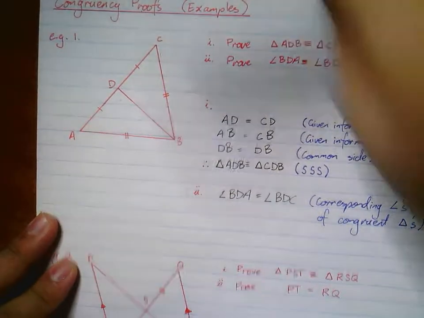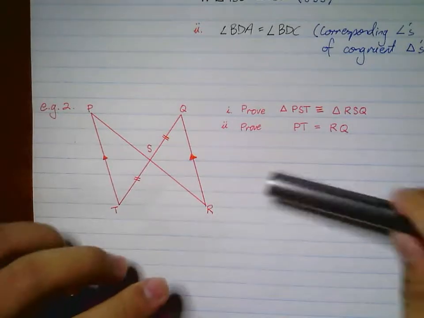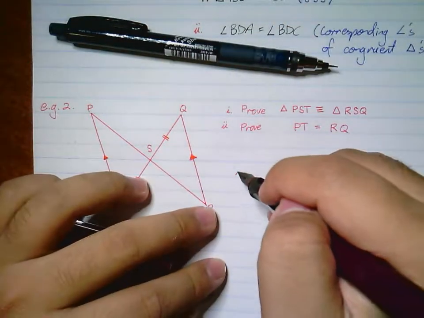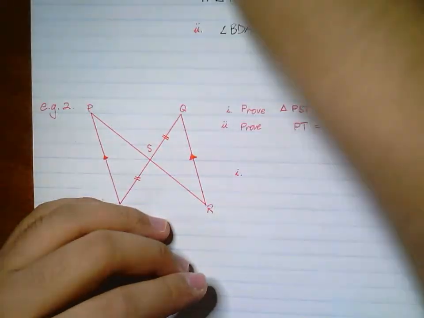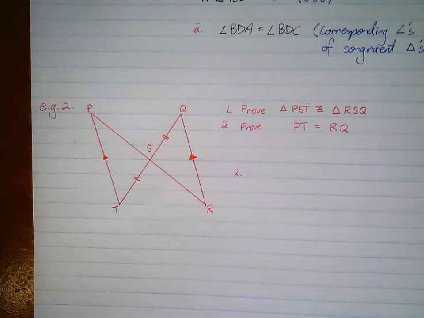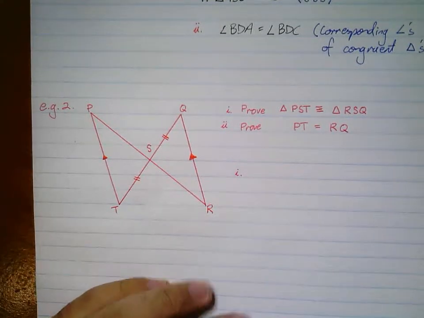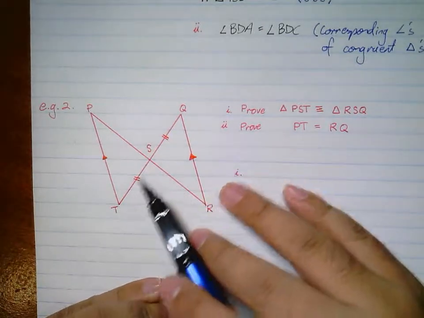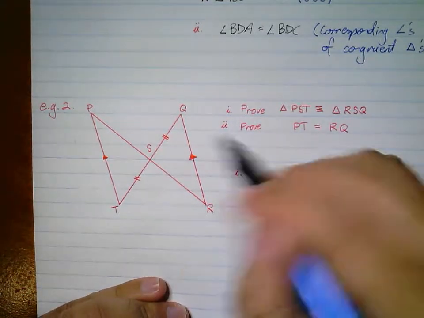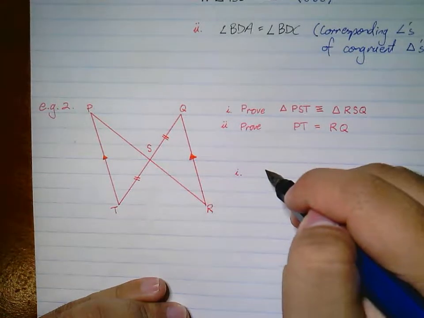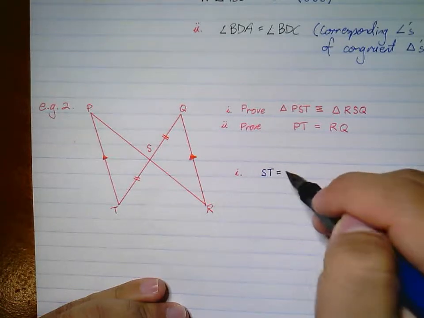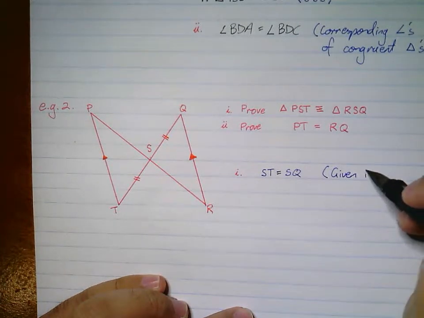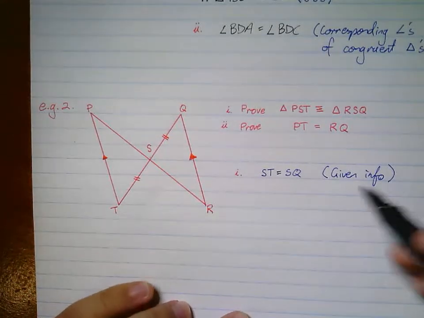Let's do one more here so you get the hang of it. This time I'm not going to draw out the layout. I'm going to go straight into the answer here. Let's take a look. This time I'm going to draw all of it in blue so you can see what it looks like once you get the hang of it. Let's start with the easiest one. PST is going to be on my left, RSQ is going to be on my right. We have ST, that's already given to us. So we can say ST is equal to SQ. That's given info.